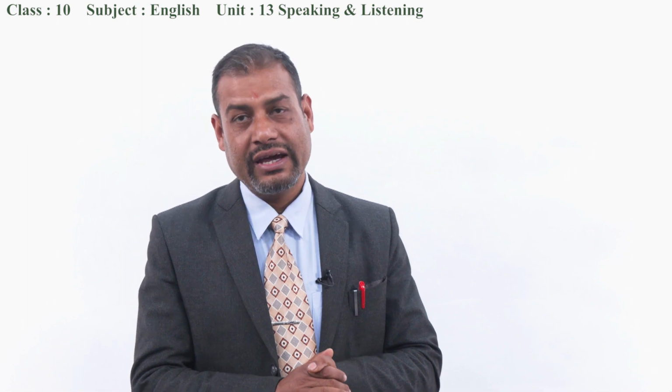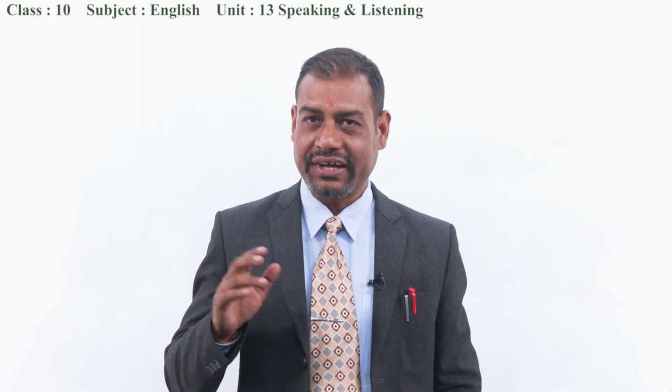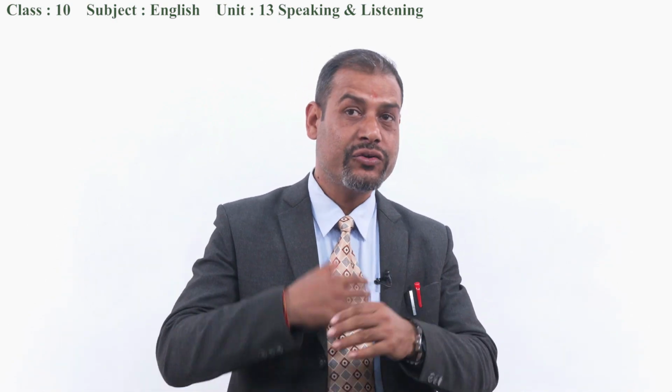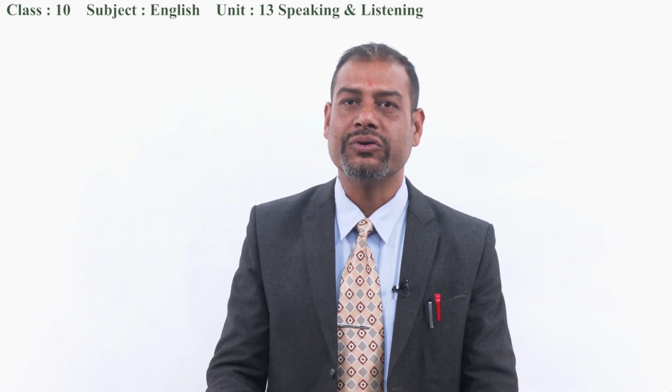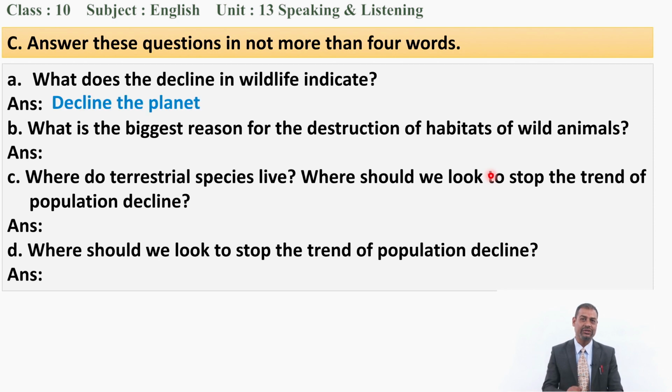Well, you have checked your answers. Now, I want to check again. I have got this information for these questions, and whether you have got the same or not, you can check with me. So the first one is, what does the decline in wildlife indicate? What's your answer? All of you tell me loudly, please. Yes, your answer is decline of the planet or decline of the overall planet. You can simply write down not more than 4 words, okay?